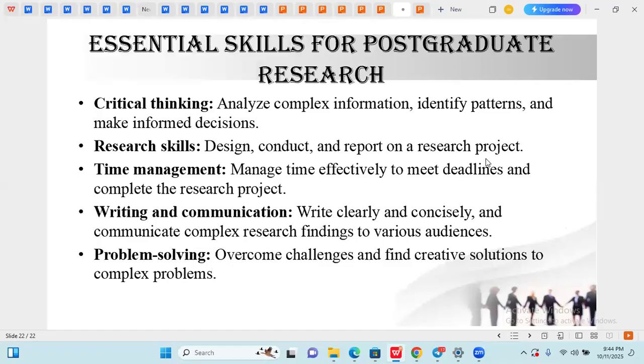So as you are running off, I want to quickly tell you the essential skills for postgraduate research. Critical thinking: analyze complex information, identify patterns, and make informed decisions. I told you there's a way to write, but I'm not taking us through how to write tonight, that's not part of the training; you learn how to write. Research skills: design, conduct, and report on a research project. Time management.